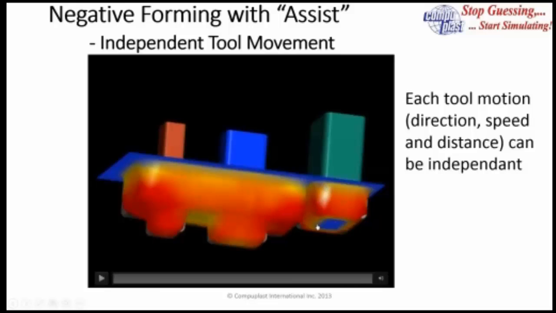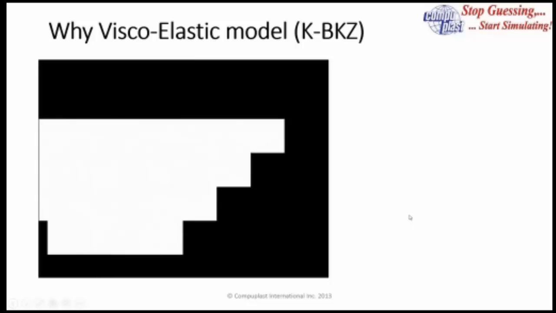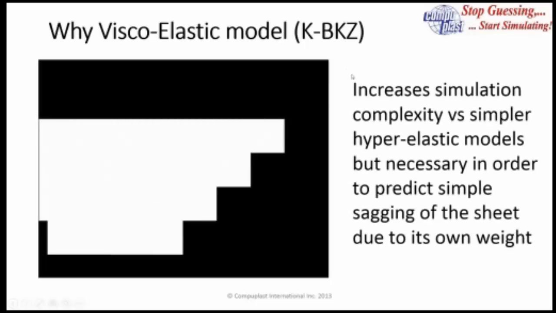So there's the assist, and then the vacuum comes on to finish the forming. And you can see this assist here has pushed the material down close to the bottom, so this is a relatively thick area here. Now, a little bit about material properties. The TSIM simulation software uses a KBKZ viscoelastic model, and it's very, very important to use this type of advanced model, even though it increases the simulation complexity dramatically and makes it a little bit more unstable.